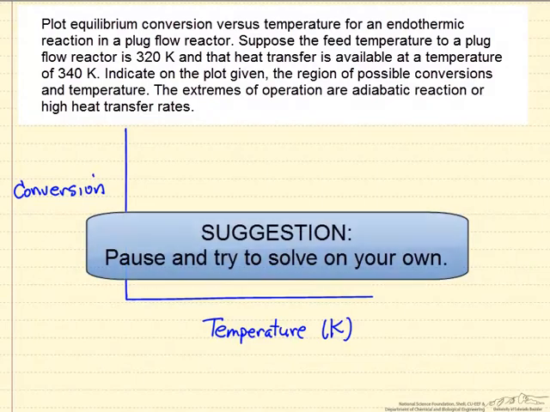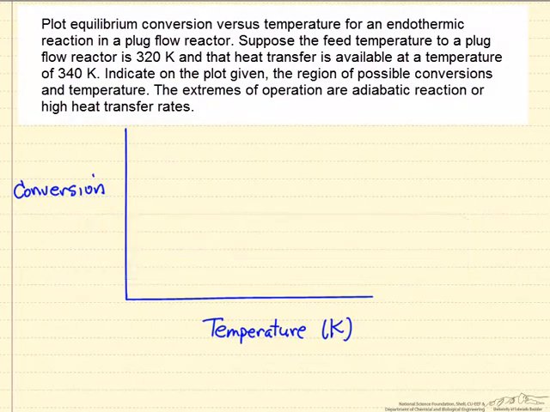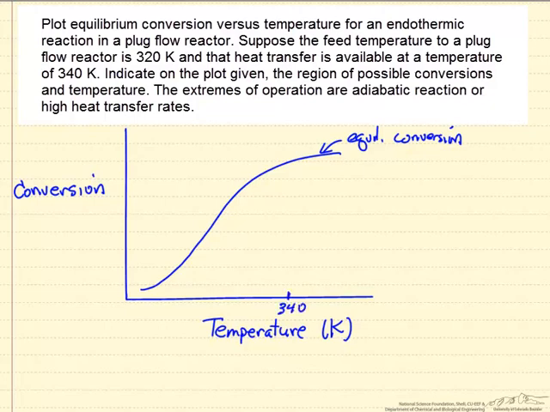First, on our plot, we want to indicate how conversion changes with temperature. Well, for an endothermic reaction, as we increase temperature, we increase equilibrium conversion. So we have something that's going to look like this. This is the equilibrium conversion. As we raise the temperature, we increase equilibrium conversion. And let's label some temperatures. So 340 Kelvin, that's our heat transfer temperature. 320 Kelvin is our feed temperature.